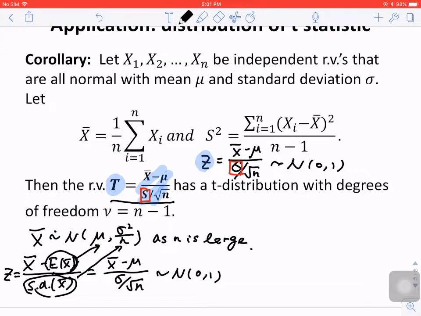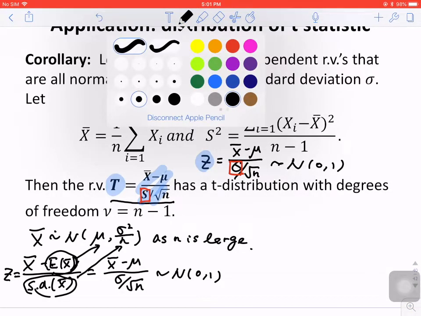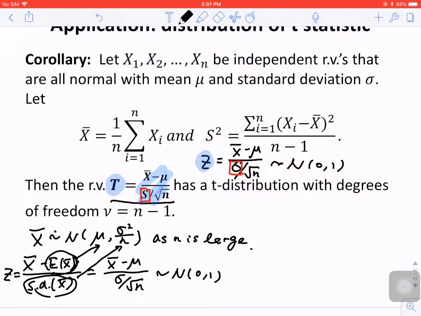Like I said before, sigma is the population standard deviation, right? And sigma squared is the population variance. In general, it is unknown to us.